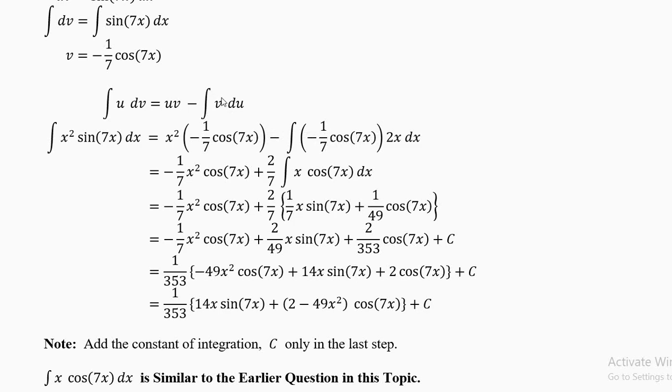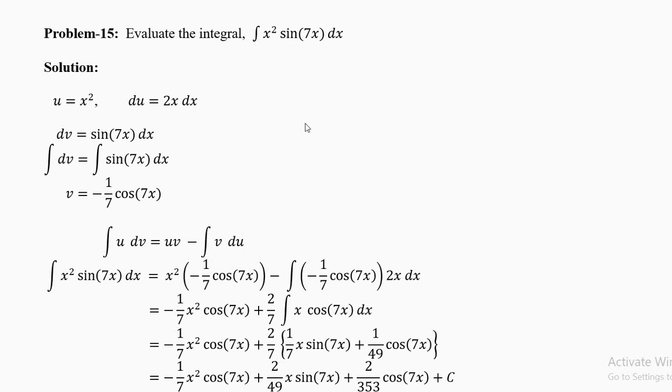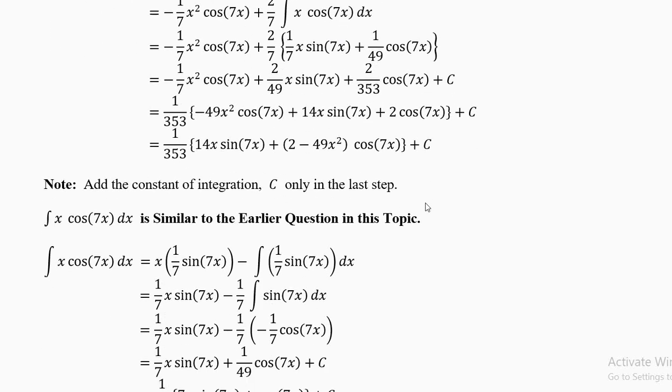The second portion is minus integral v du. So it is minus 1 by 7 cosine 7x. Du is 2x dx. This 2 and minus 1 by 7 will go out, and there is a minus outside. You will get plus 2 by 7 x cosine 7x dx. The power has come down from 2 to 1, but remember here you had the sine with power 2, here it is cosine with power 1. Now go to your margin and do this integration.